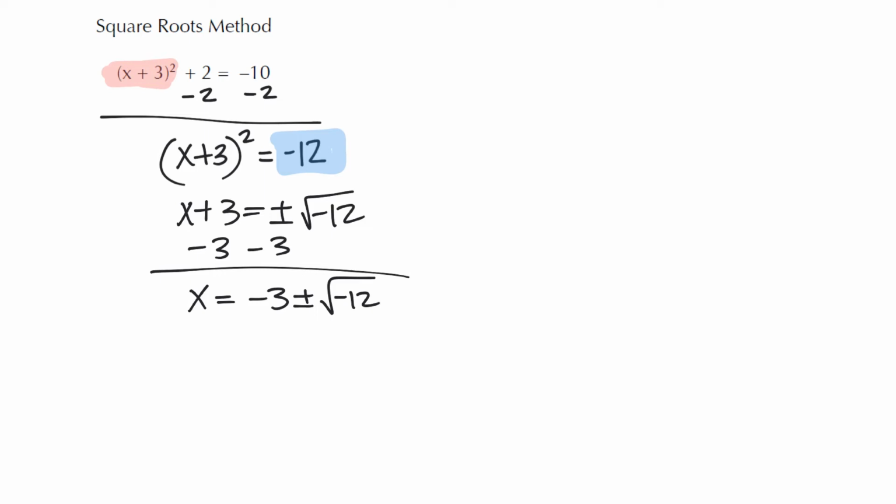Okay, so am I done? No. I know I have to take the i out. So I have x is equal to negative 3 plus or minus i square root of 12. Now is it done?